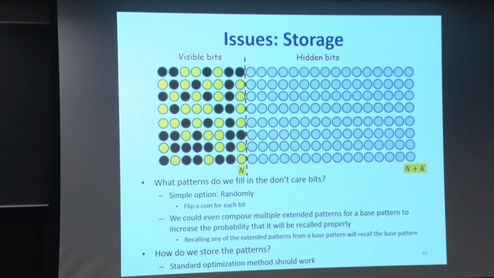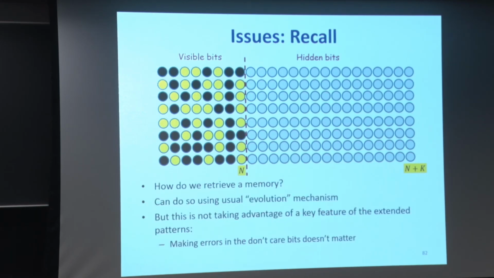Now, given that we've figured out how we actually fill in these gray bits, how do you actually store the patterns? We can just use the same optimization method that we just saw, and it should just work, right? And how do you retrieve a memory? Same thing, the usual evolution mechanism.